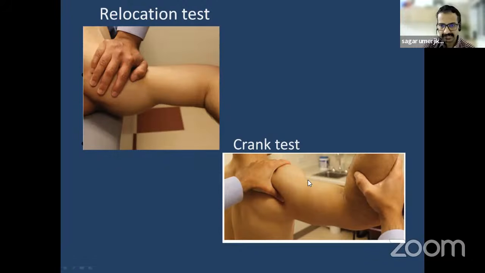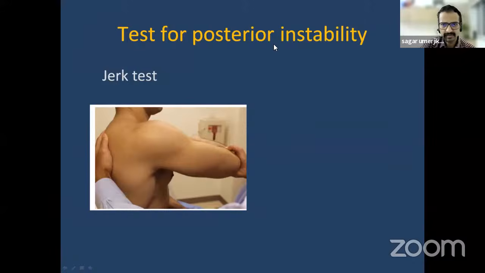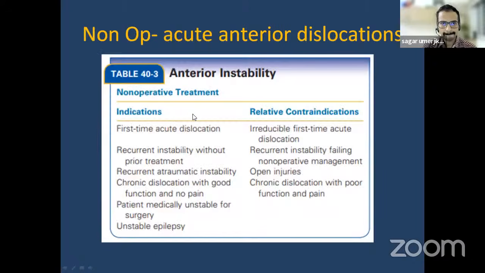Then the crank test is in sitting position, wherein abduction and external rotation, the humeral head is being pushed anteriorly, wherein there is an apprehension. The test for posterior instability is basically a jerk test, wherein 90 degrees of forward flexion and internal rotation, we just try to jerk the shoulder posteriorly where there is an apprehension.